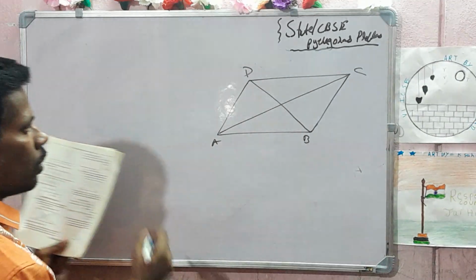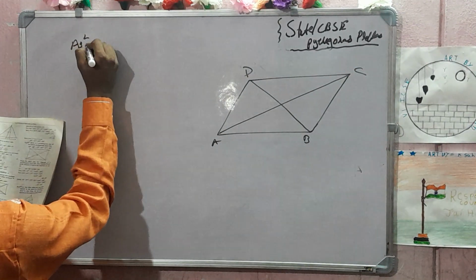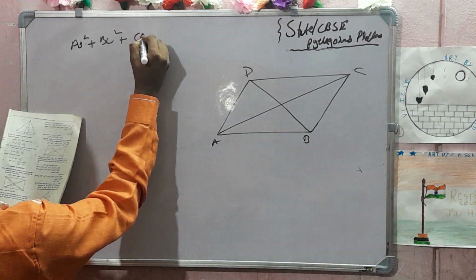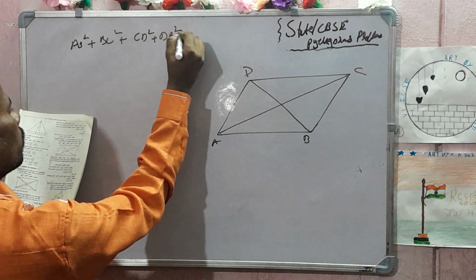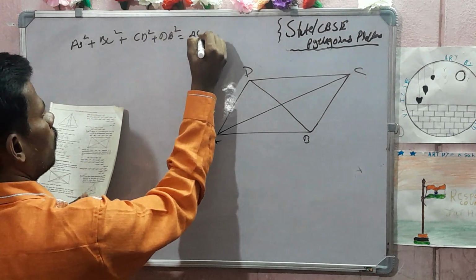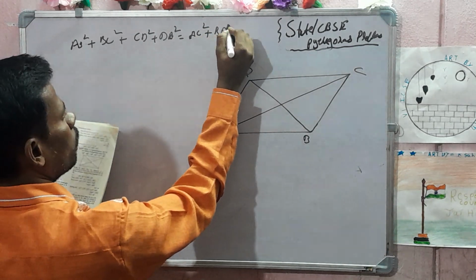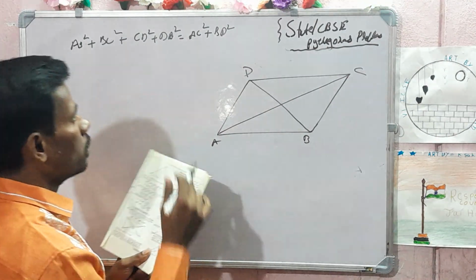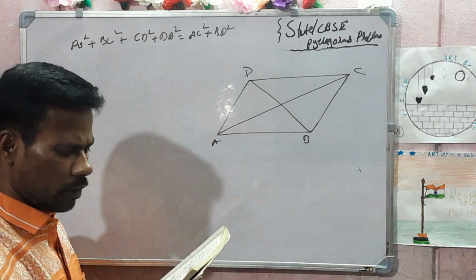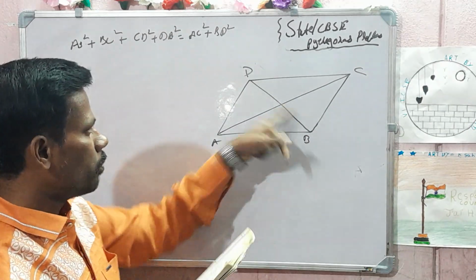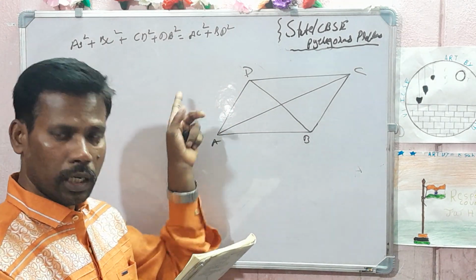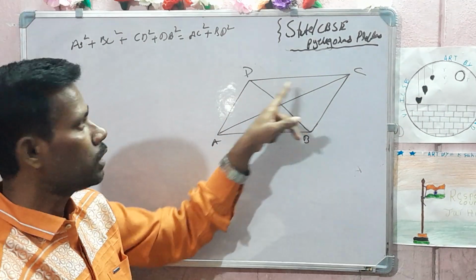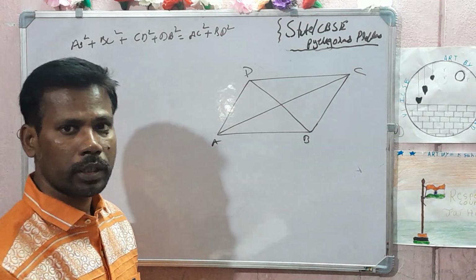Prove that, they are asking what? AB square plus BC square plus CD square plus DA square is equal to AC square plus BD square. So they are asking this one. ABCD is a parallelogram given and AC and BD are the diagonals. Show that the sum of squares of the sides is equal to the sum of squares of the diagonals.